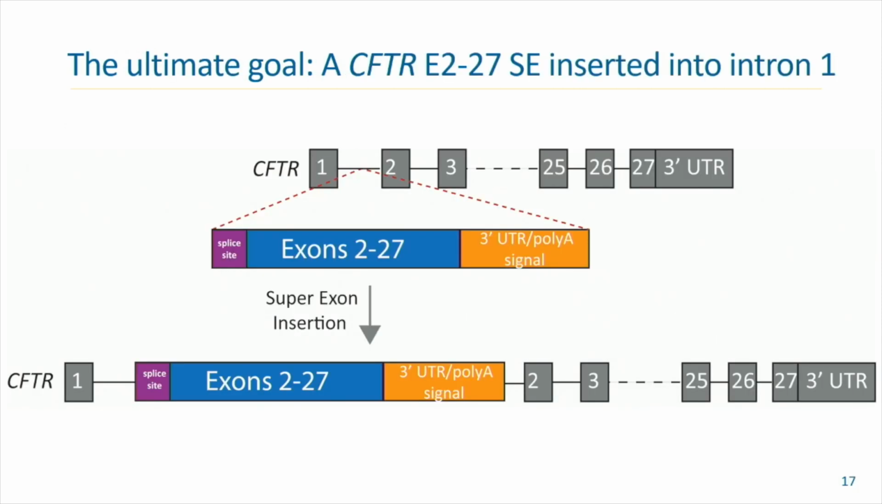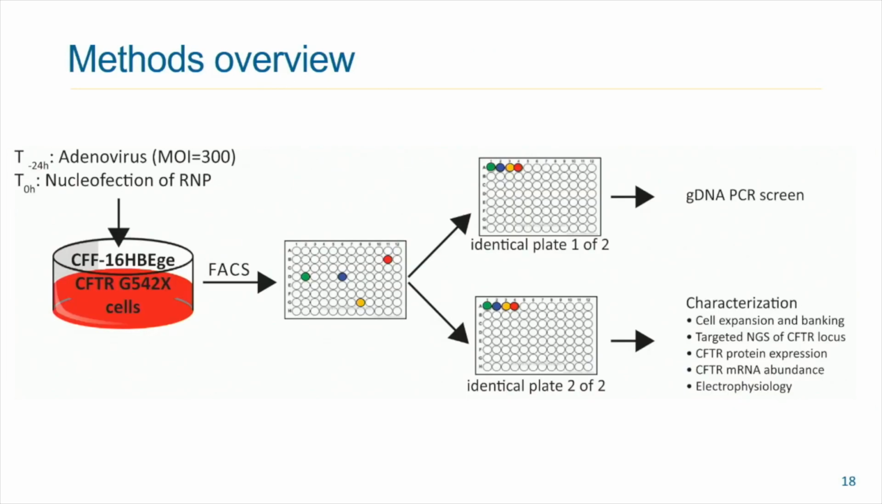We then moved on to our ultimate goal, which is a CFTR exon 2 through 27 superexon inserted into CFTR intron 1. And again, because we were focusing on the cargo, we isolated clonal cell lines that had the superexon inserted. The methods are a little bit different here. We're doing this in G542X cells now. And because the cargo for this is really quite large, for our in vitro proof of concept studies, we are using an adenovirus to deliver the superexon construct.